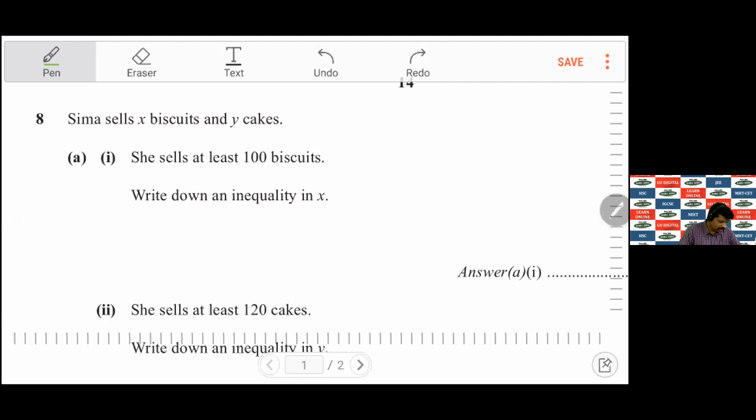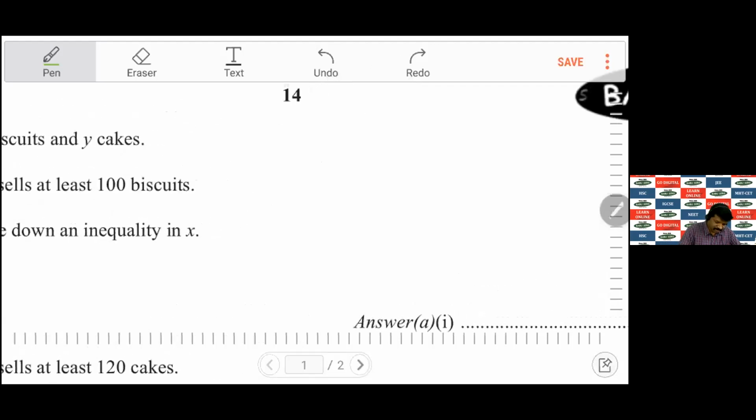Seema sells X biscuits and Y cakes. She sells at least 100 biscuits. Write down an inequality in X. So what I am asking you is, what is X? The value of the biscuit.